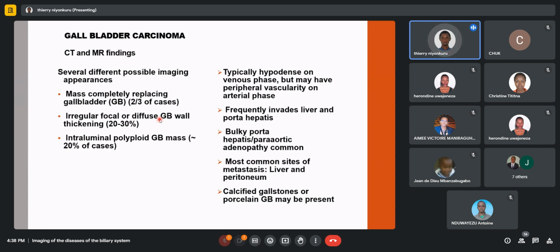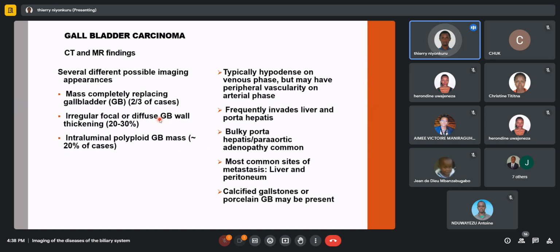While on CT and MRI, we may have a mass which has completely replaced the gallbladder in two-thirds of cases, or an irregular focal mass with diffuse gallbladder wall thickening. Typically the mass is hypodense in venous phase, but may have peripheral vascularity on arterial phase. It usually invades the liver and the porta hepatis.